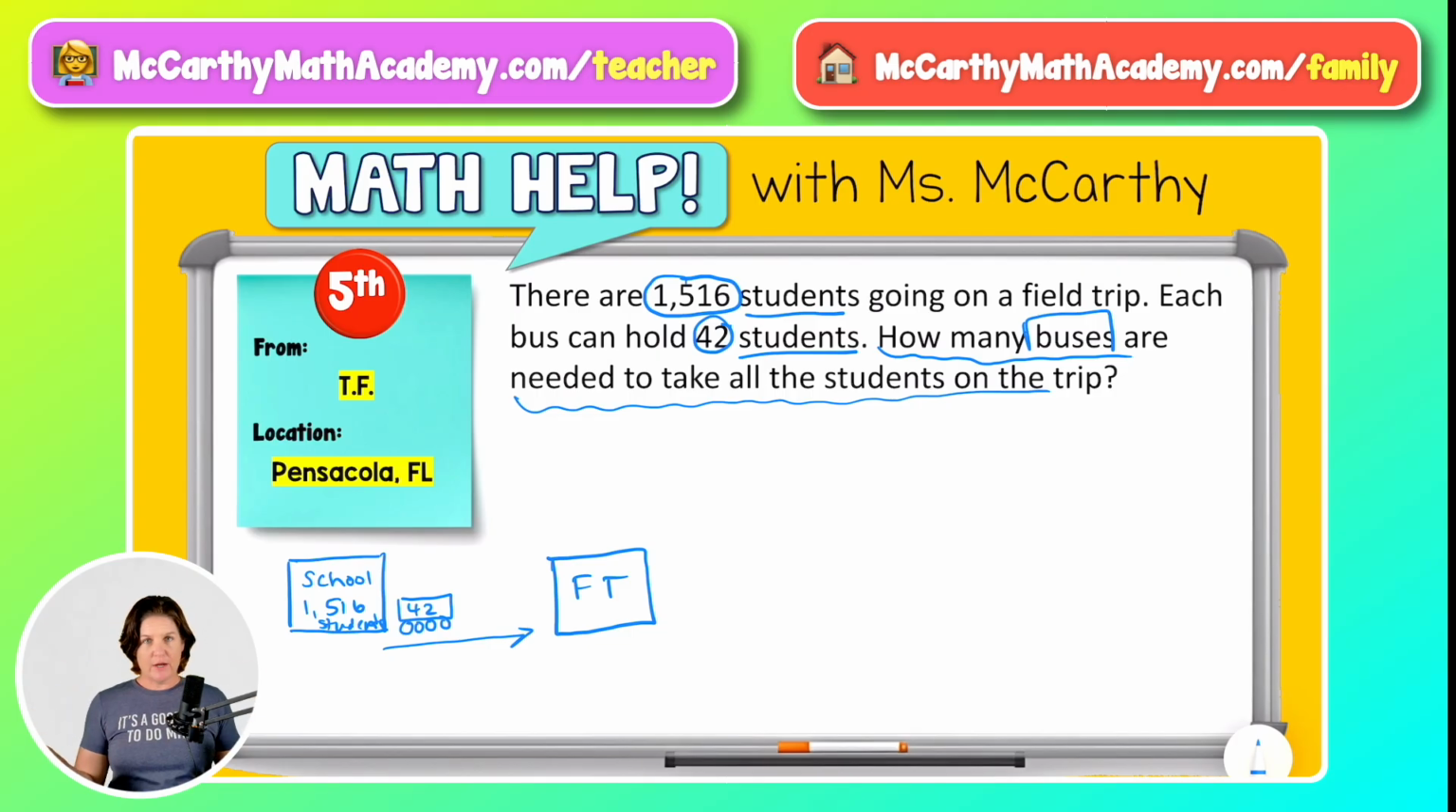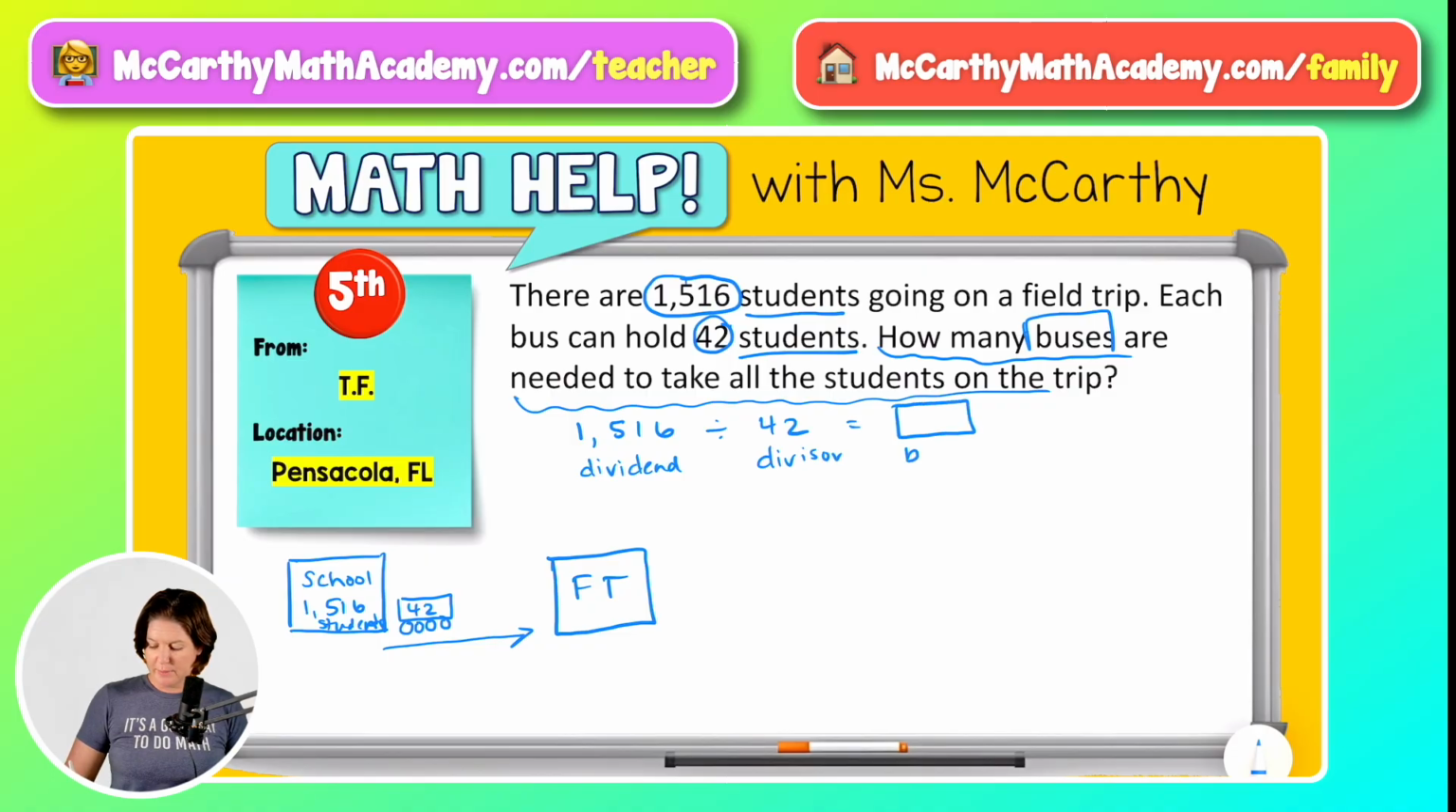So it seems to me that we know the total number of students, and we know that each bus can hold 42. So we'll take 42 students over, 42, 42. We're distributing evenly. We're separating these students into buses, which means which operation are we using? Division. That's right. So to set up this problem, we'll start with our dividend, 1,516 students. It's the total, divided by the number of students in each bus. That is our divisor. We're trying to figure out the number of buses, which is our quotient.